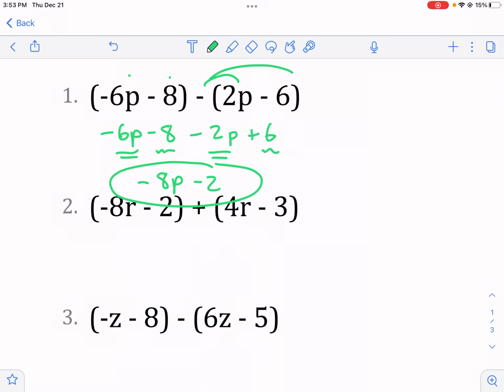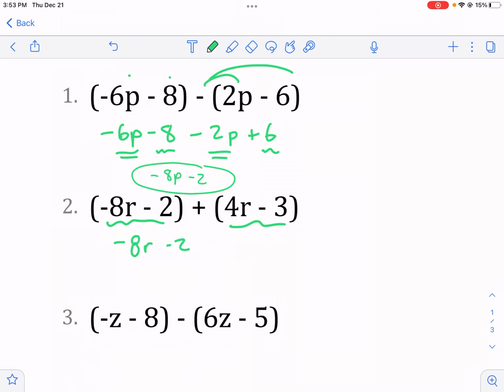Number 2 is actually an easier problem. Let me move this up, actually. There we go. So number 2 is easier because it doesn't have that negative sign in front. We notice here that there's nothing to combine there. There's nothing to combine there. Okay, so we can get rid of the parentheses. We can just make it -8r minus 2 plus 4r minus 3.